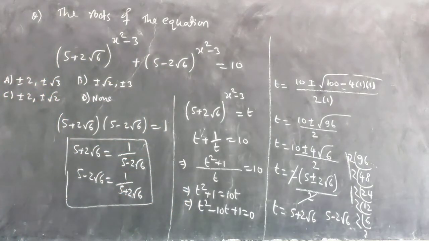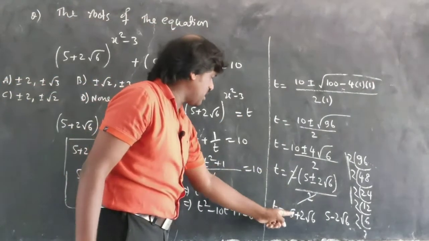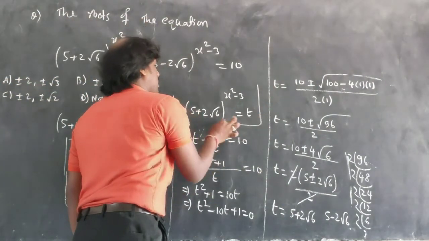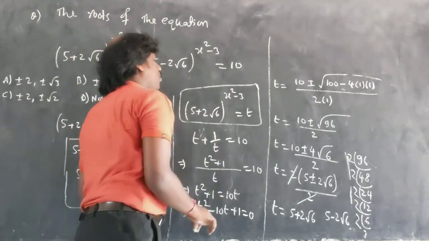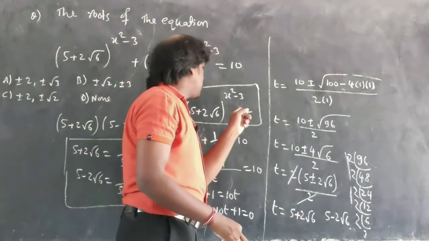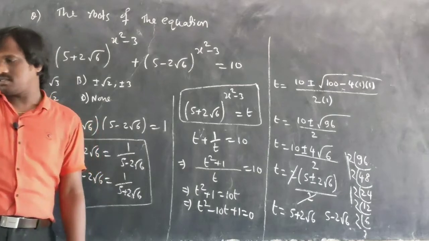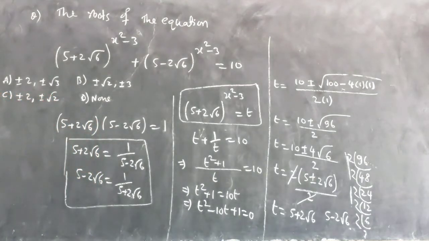Hope you understand. The solution of this is this, meaning you can substitute the t value here now. This is the main expression we considered as t. Now I can substitute these in the place of t, then I can get the value of x. So that is what I have to do. Okay, hope you understand.